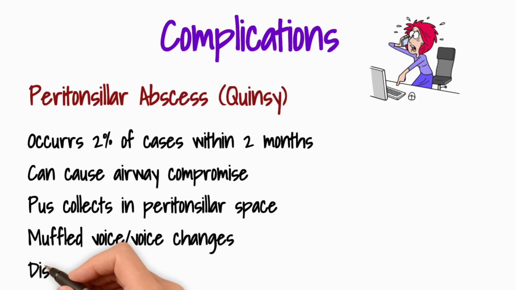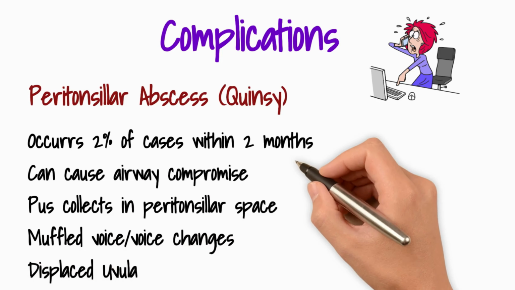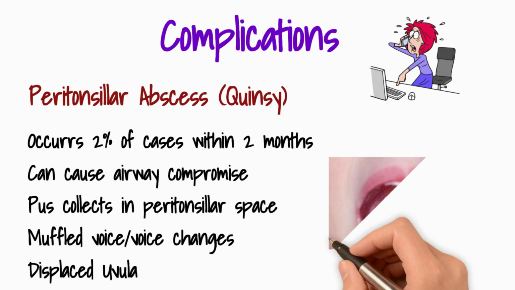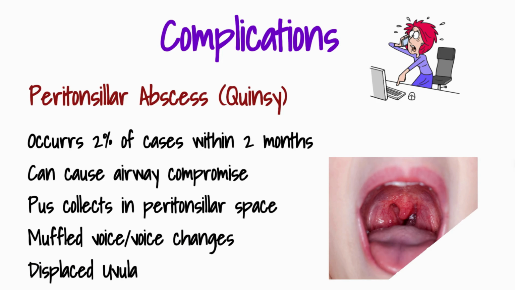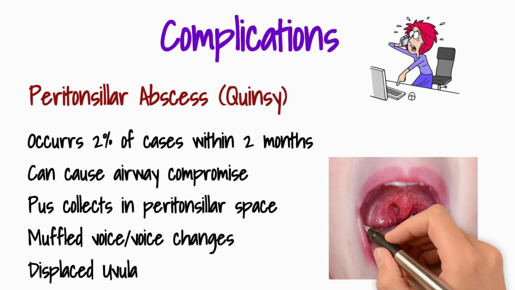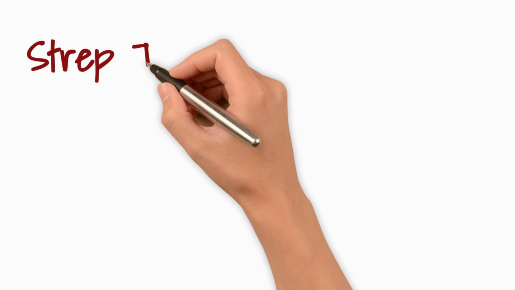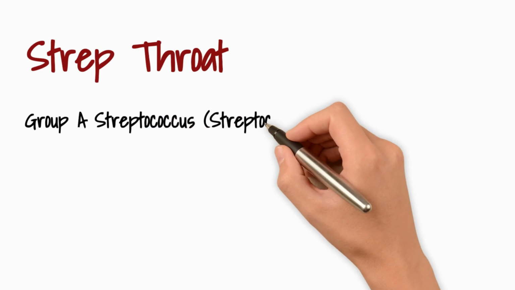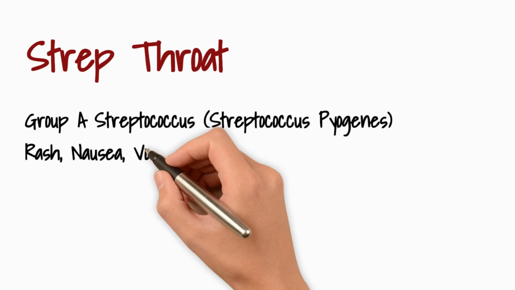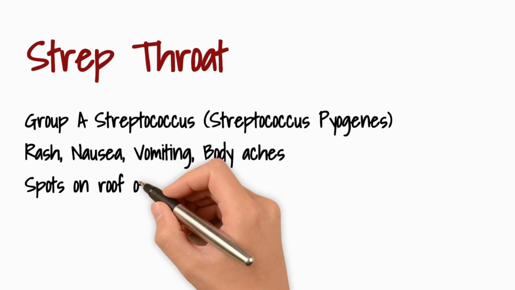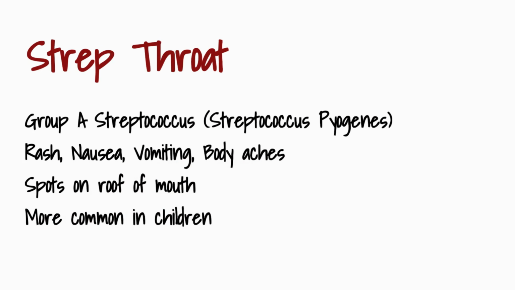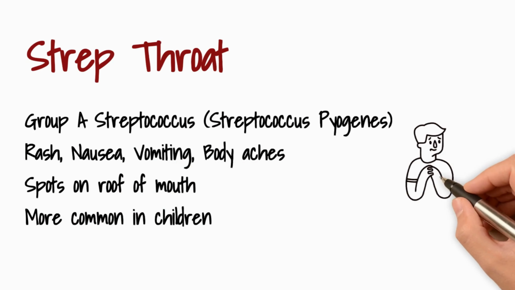Beware if the patient cannot open their mouth, has voice changes, and sometimes you'll see that uvula, which is the dangly bit at the back of the throat, will be displaced to one side, and the voice can be muffled as well. It's more common in children 2 to 4 years old. Strep throat is caused by group A streptococcus or Streptococcus pyogenes and can cause a rash, nausea and vomiting and body aches. You can see tiny red spots on the roof of the mouth, on the hard and the soft palate when you're examining the patient.